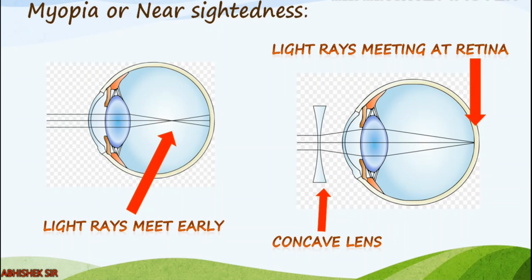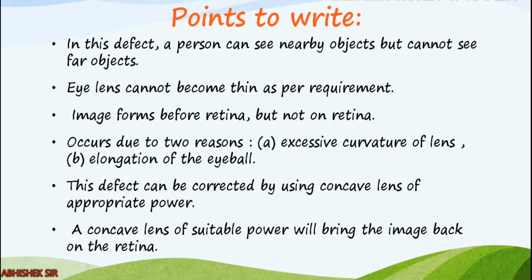Now if asked in the exam, what different points will you write? First of all, see this figure very carefully. First is a myopic eye, and on the right side we have the solution of myopia. Points to write: in this defect, a person can see nearby objects but cannot see far objects. The next point will be that the eye lens cannot become thin as per requirement, because we want to see far objects but our eye lens does not become thin. Clear? So the image forms before the retina but not on the retina. It occurs due to two reasons: excessive curvature of the lens, and elongation of the eyeball. So these two are the reasons.